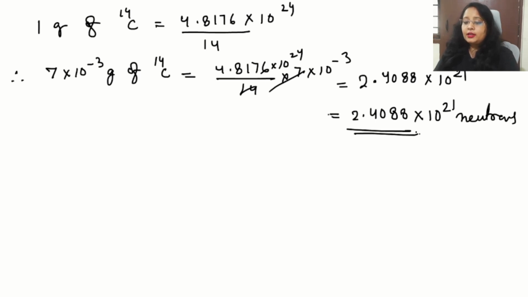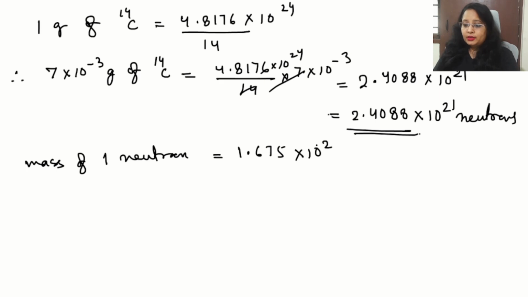So we can say in 7 milligram of carbon 14 we have 2.4088 into 10 to the power 21 neutrons. Now come up to the B part. They are talking about mass. So if the mass of 1 neutron, that is fixed, it is 1.675 into 10 to the power minus 27 kg.